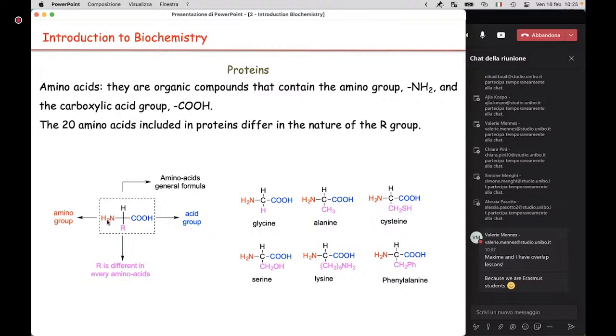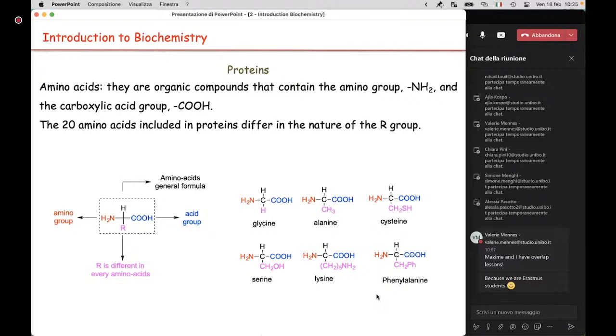So one primary amino group means an amine bonded to just one carbon, one acidic group, one hydrogen, and a side chain, okay? The only part of the amino acids in our body that changes is this side chain. Of course, different side chains create different amino acids.